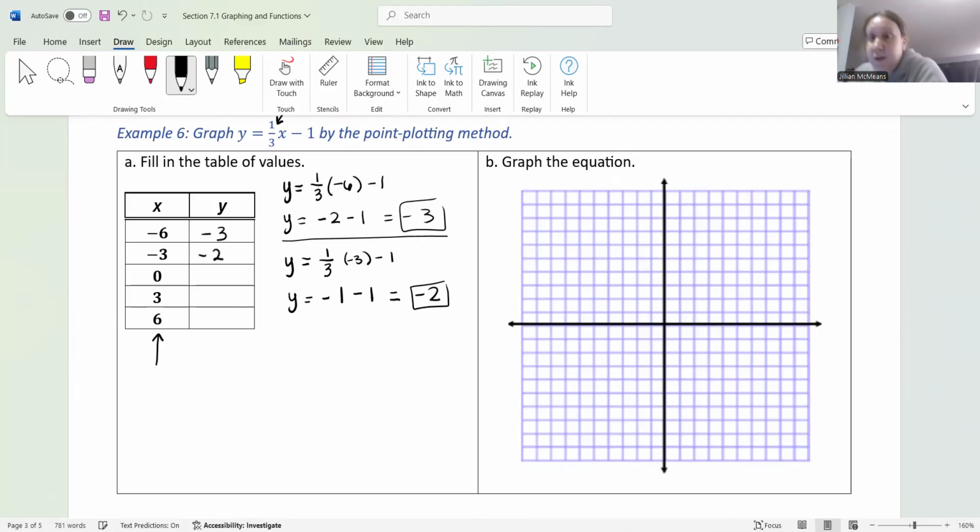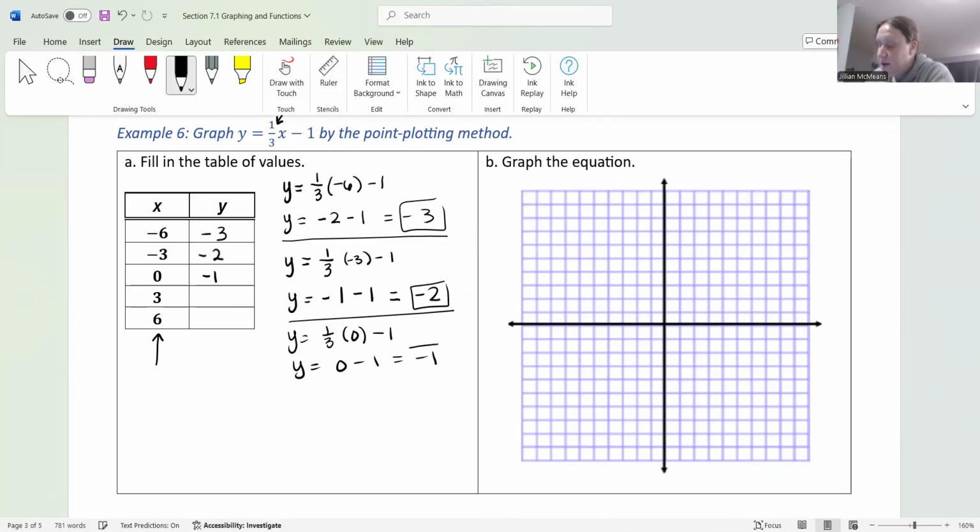Okay. And then we're going to repeat the process. So we're going to say, okay, y is equal to 1/3 times x, but this time we're going to let x equal 0. And then we're going to subtract 1. 1/3 times 0 is just 0, and then 0 minus 1 is negative 1.